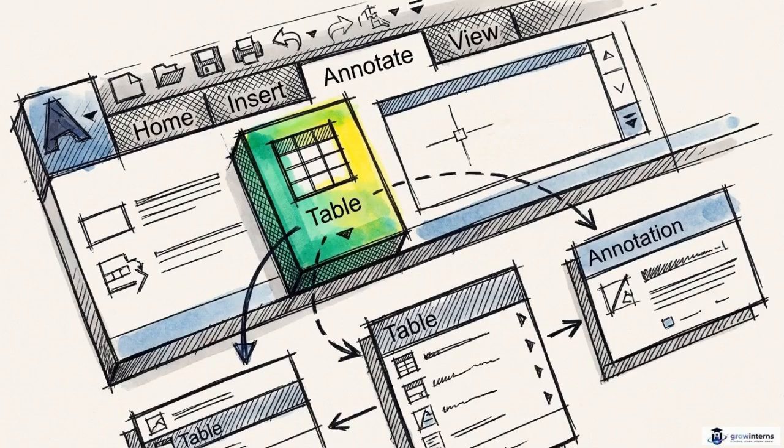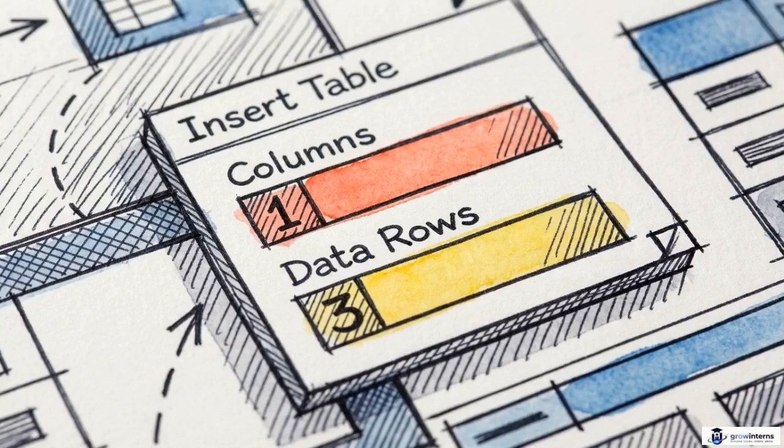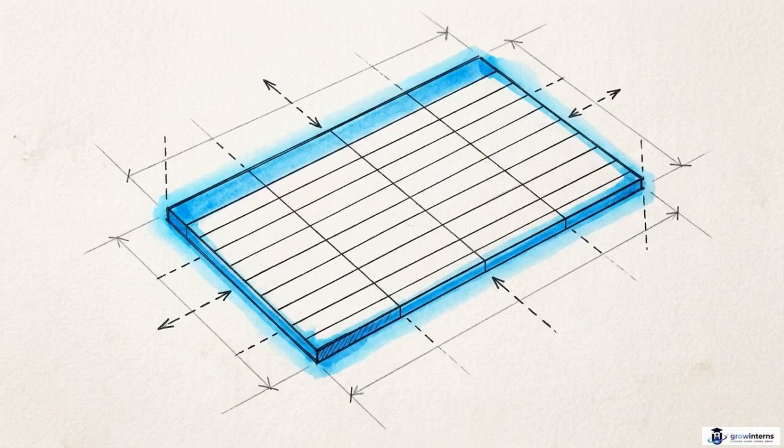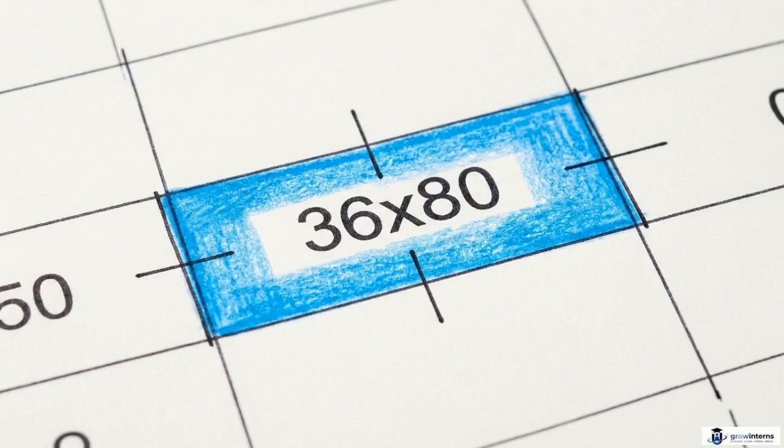To handle larger, structured data sets, like a window or door schedule, you use the Table tool, located in the Annotate tab. Before the table appears, AutoCAD prompts you with a configuration menu. Here, you define the matrix of the table by specifying your exact number of columns and data rows. Once you place the table onto your drawing, the data entry workflow is nearly identical to standard spreadsheet software. You click into a cell and type your values.